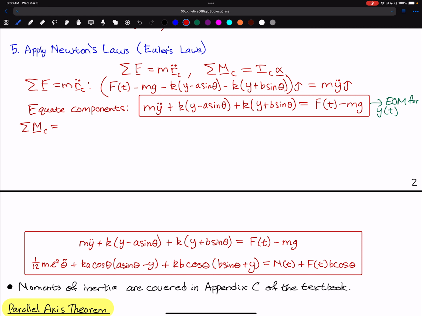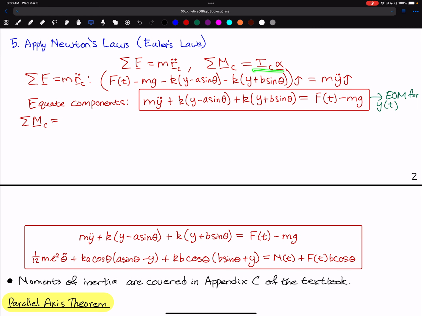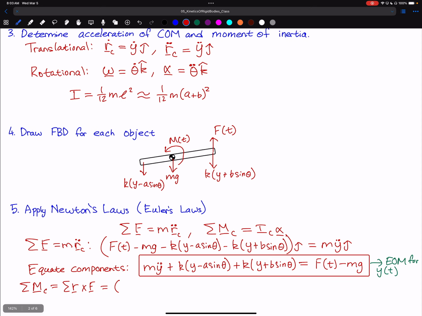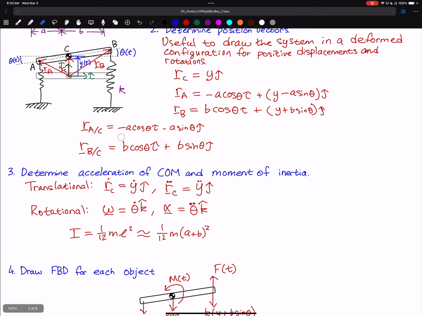In fact, I have it written up here. It's equal to the moment of inertia times alpha. Here we're going to actually compute the moments. Just as a reminder, these are equal to the sum of all the position vectors crossed with the corresponding forces. We'll start with the spring force at position A. In this case, this is going to be our position vector r/CA up here.